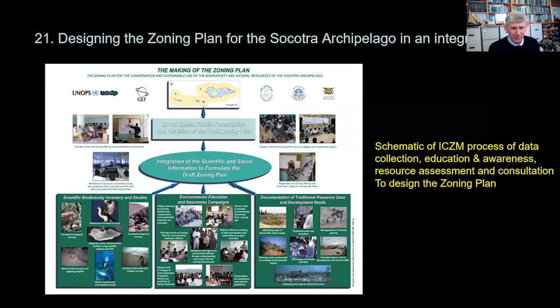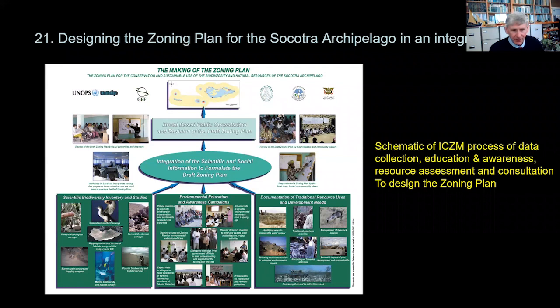Now, I'm aware this is going to be quite small for you to see, but if we start at the bottom and look on the left-hand side, that box summarizes the scientific biodiversity studies on the reefs, in the mangroves, of seabirds, turtles. All of these were examined. Also terrestrially. So we had people from the Royal Botanic Gardens doing terrestrial surveys of particularly the species of flora that were found on these islands.